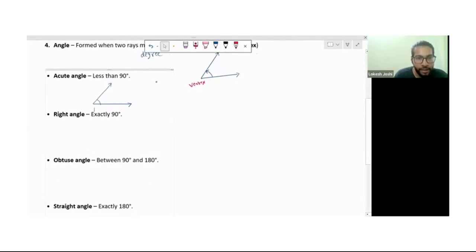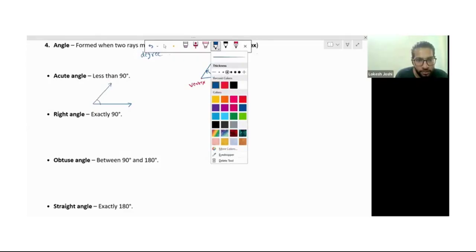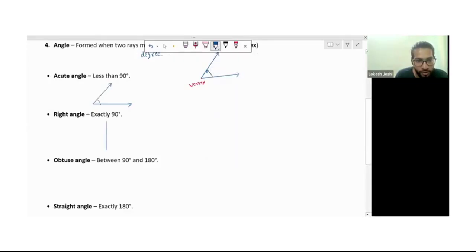And for next one, it is right angle, which is 90 degrees. So we can draw for this. It's just the perpendicular. There are two rays. It's OA and OB, and O is vertex there. Same for this one.